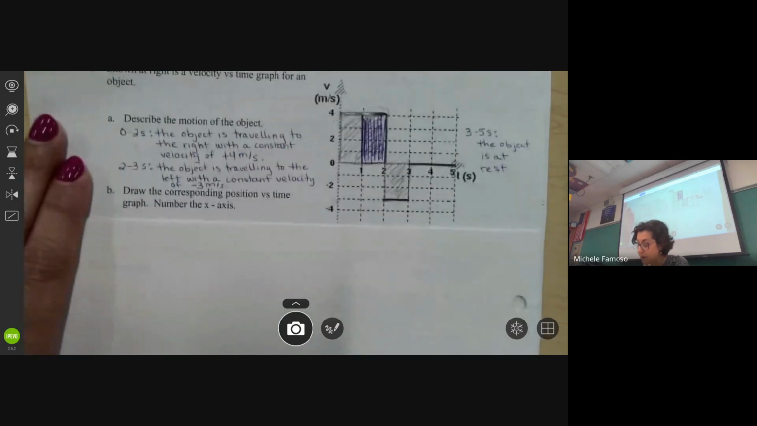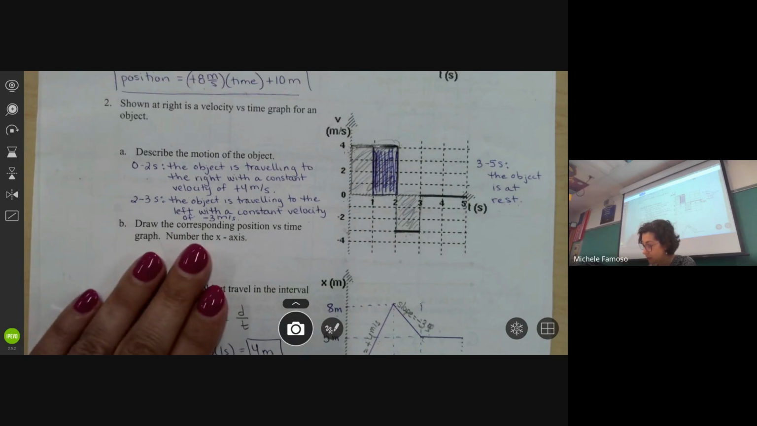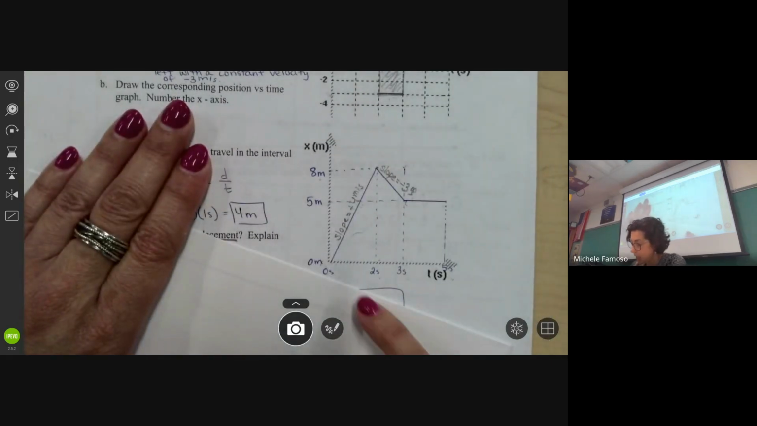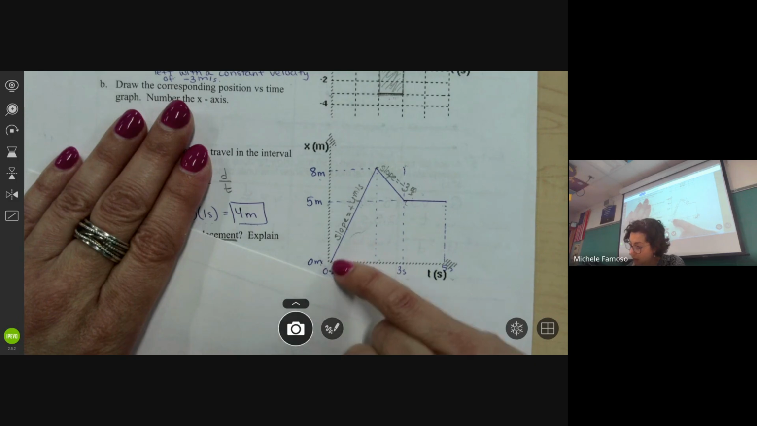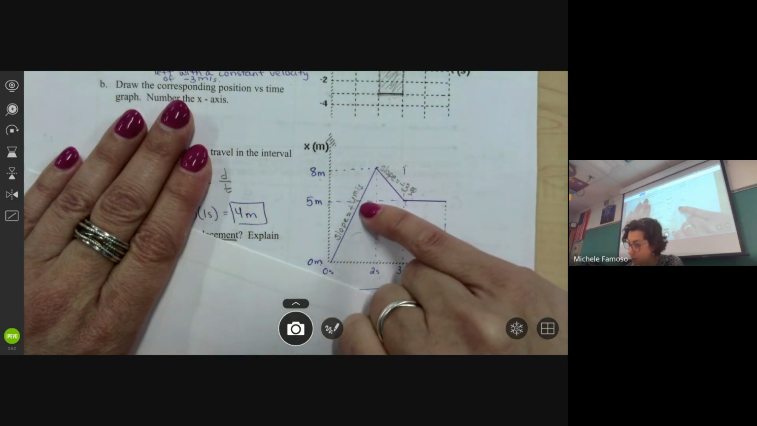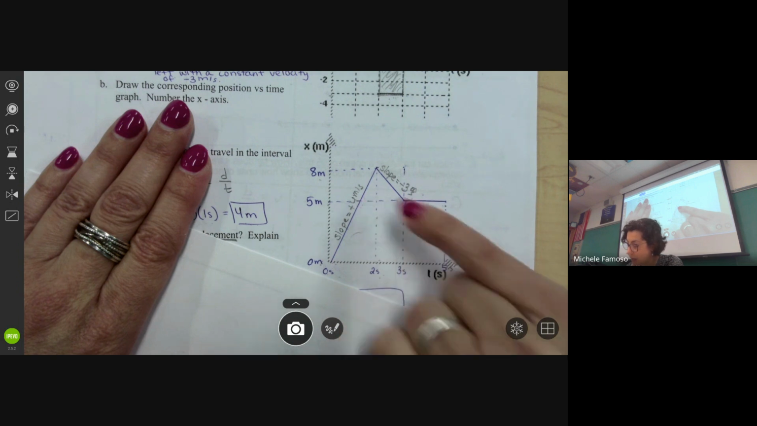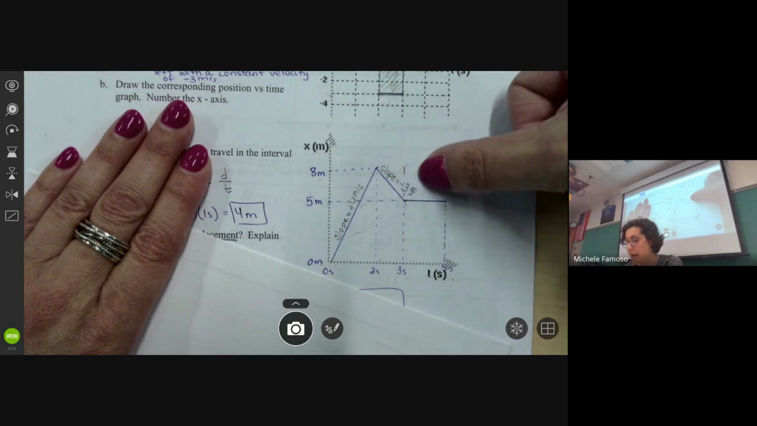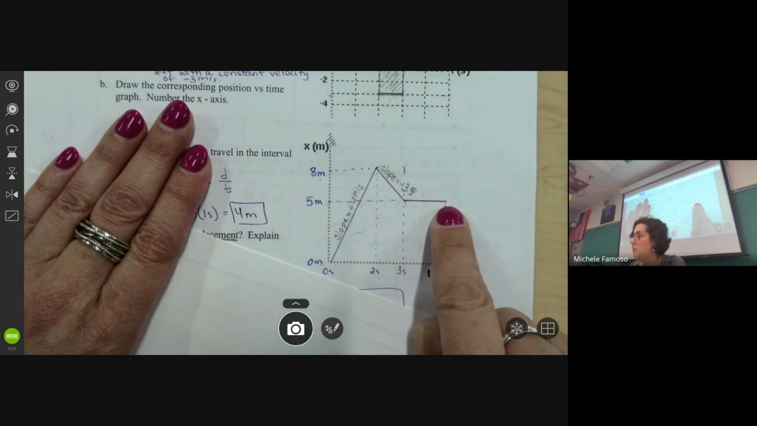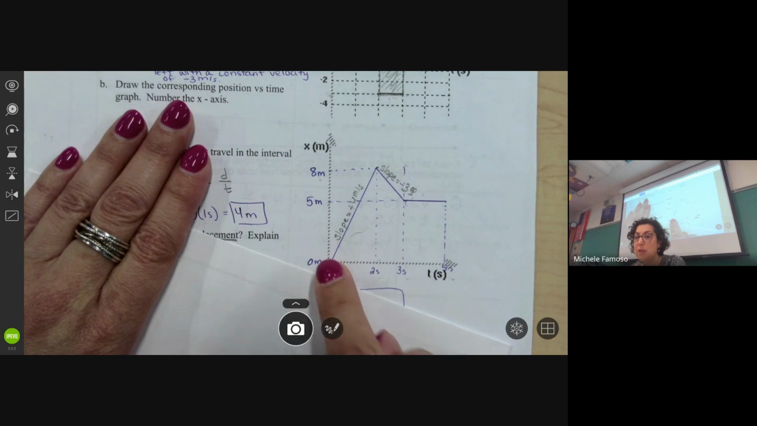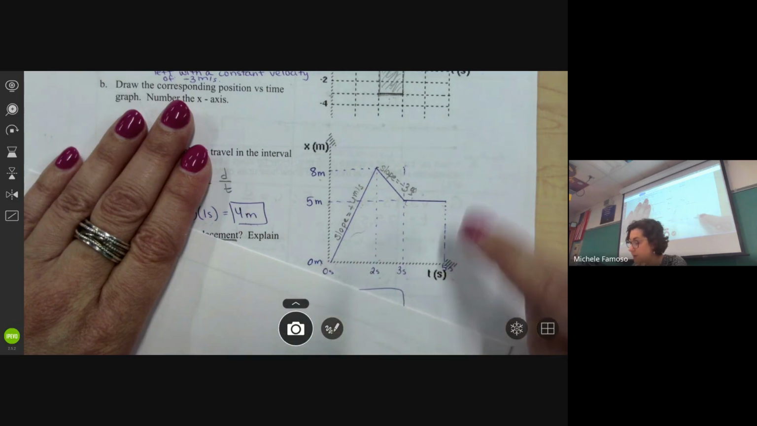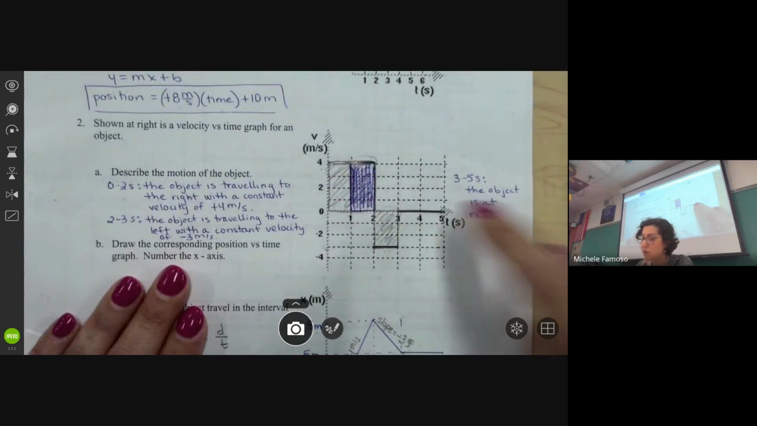Now draw the corresponding position time graph and number the x-axis. So here is my position time graph. I have to go from 0 to 5 seconds. From 0 to 2 seconds, I should have a positive slope diagonal line whose slope is positive 4 meters per second. From 2 to 3 seconds, I need a diagonal line with a slope of negative 3 meters per second. And from 3 to 5 seconds, I need a horizontal line. Now, I can label the position axes because I can determine what my positions are at each of these by calculating the areas under these graphs between the line and the time axis.